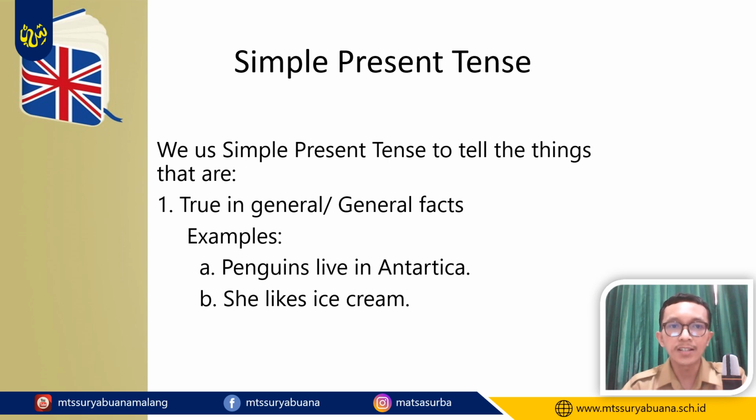Penguins live in Antarctica. So this sentence is called simple present tense, because in this case we talk about something in general. We are not talking about something that happened today, tomorrow, or whenever. But here we talk about something in general, like penguins live in Antarctica, she likes ice cream.